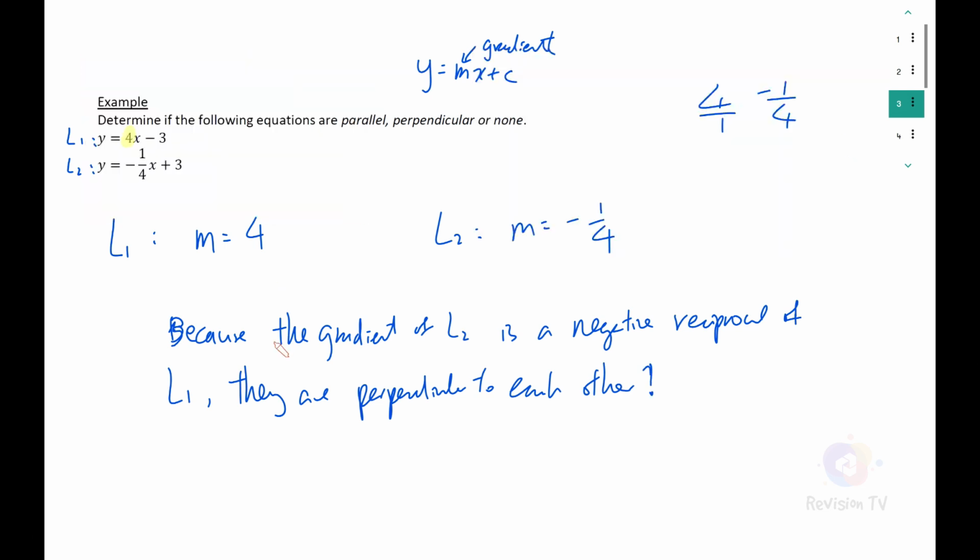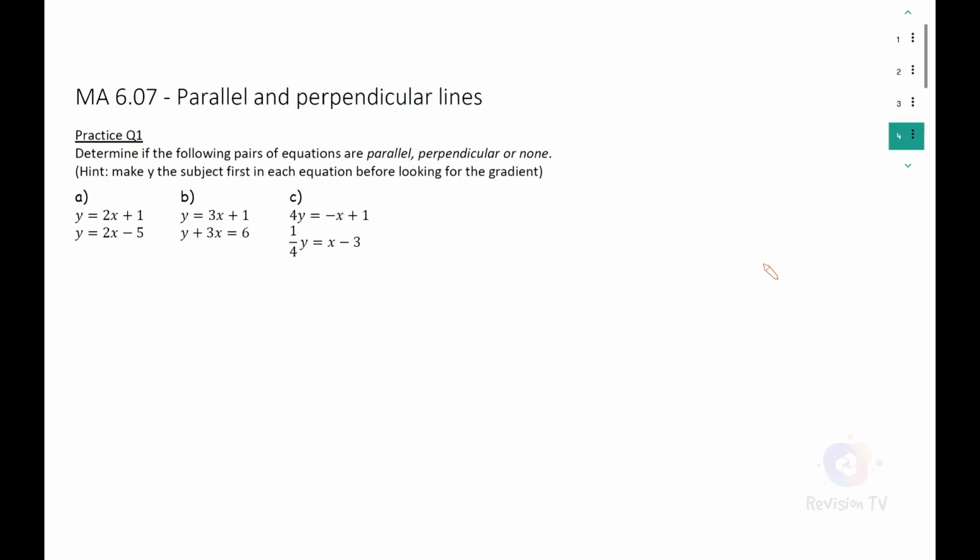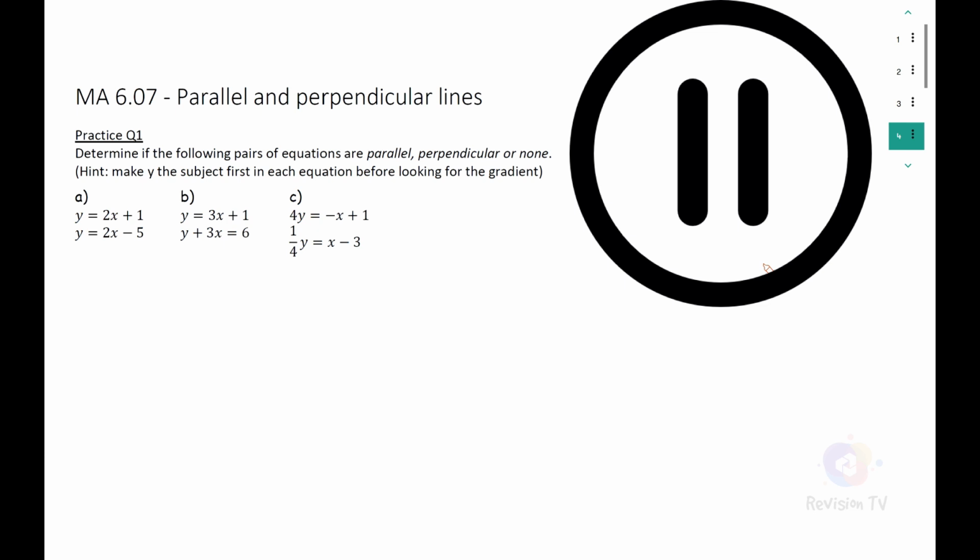Okay, right, so however, you do have to write down the gradient of each line specifically. All right, here comes practice question 1. Determine if the following pairs of equations are parallel, perpendicular, or none. So pause the video, have a go at question A, B, and C. Whenever you're ready for the answer, you can press play.